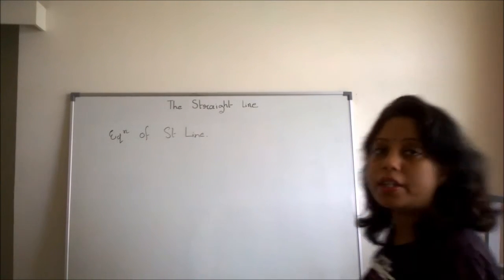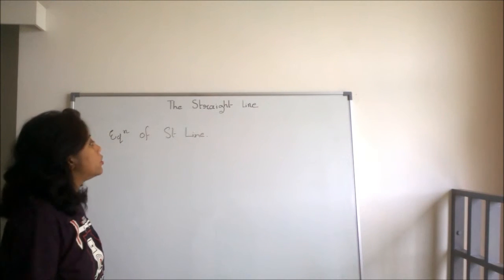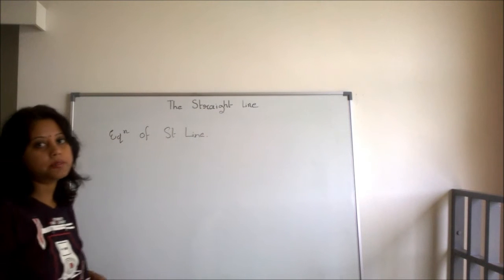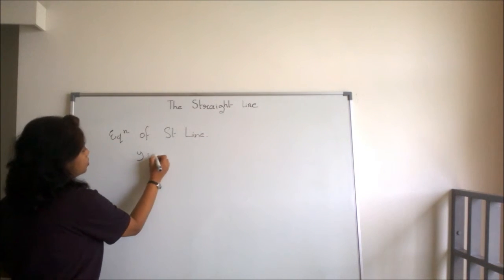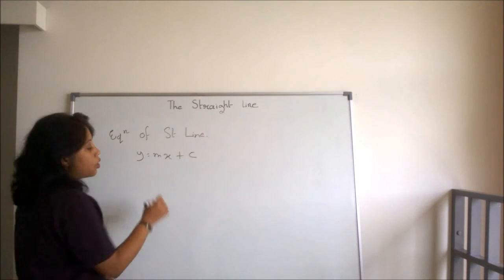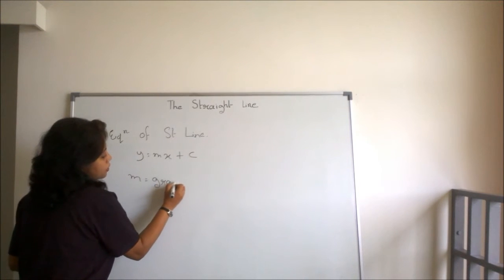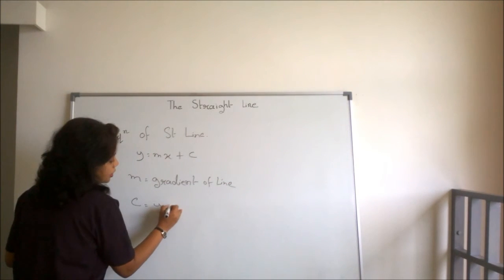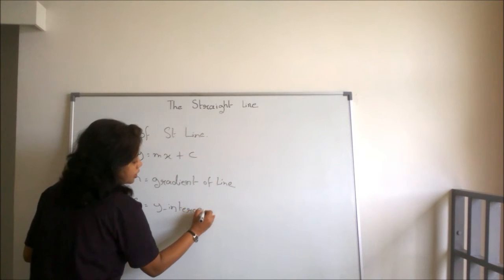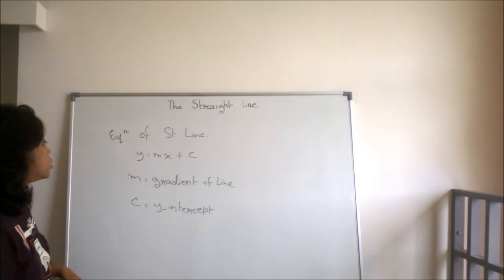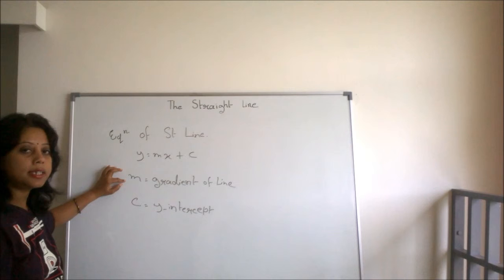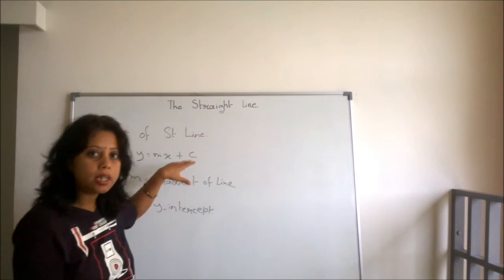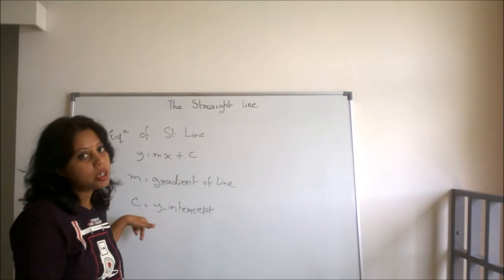We have already learned how to find the gradient of a straight line. Now we are going to learn how to find the equation of a straight line. The general equation of a straight line is, you remember, y is equal to mx plus c, where m is the gradient of the line and c is the y-intercept of the line. Sometimes the gradient and c are given and we have to find the equation of the straight line. Sometimes the equation is given and we have to find the gradient or y-intercept.